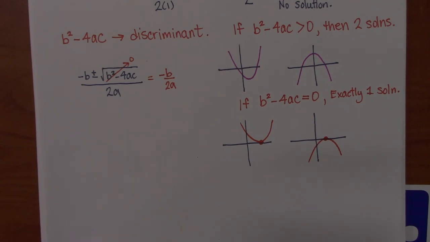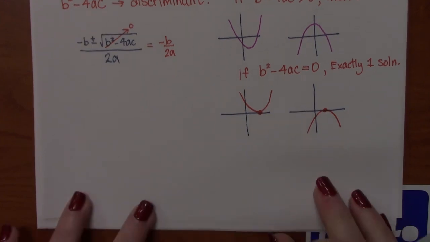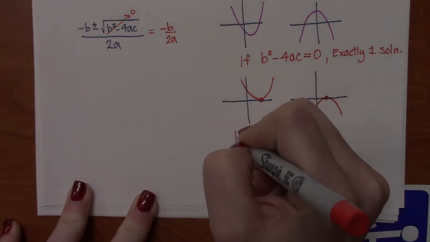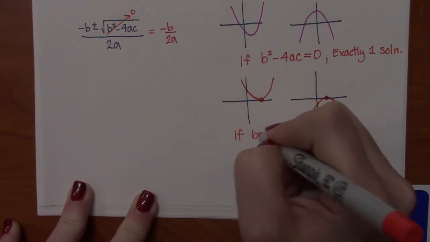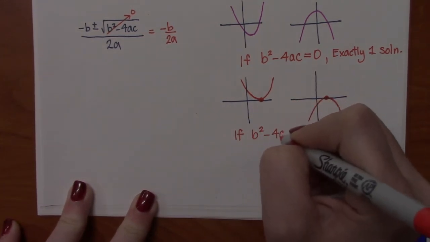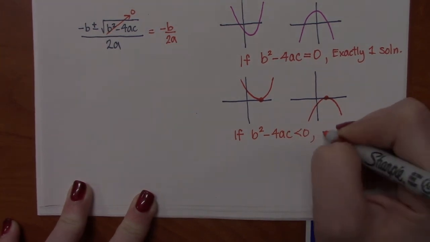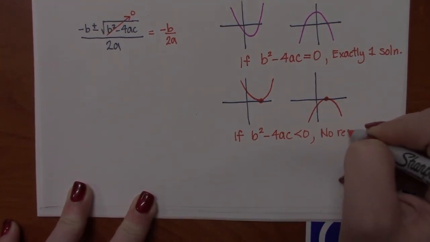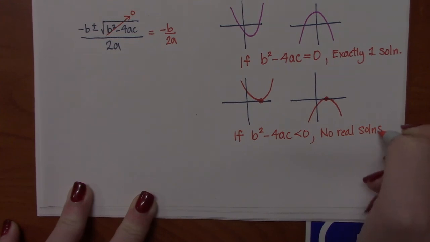If we say b squared minus 4ac is negative, we get no real solutions.